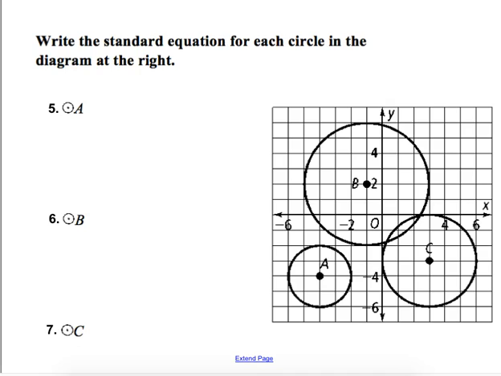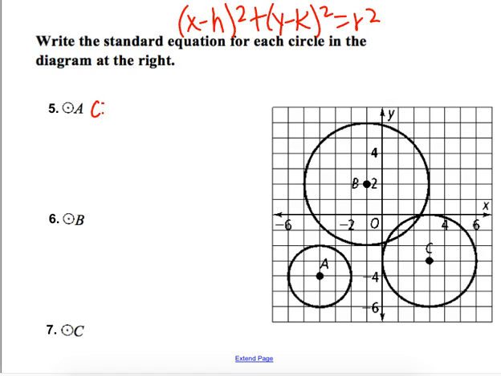Now we're going to take away what's given to us, and you're going to have to look on a graph and figure out your center and your radius on your own. It's fairly simple. It says write the standard equation for a circle in the diagram at right. So again, you need a center and a radius to write the standard form of the circle. So that's where I would start.